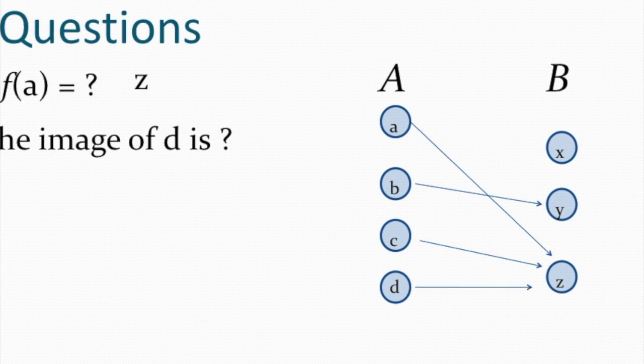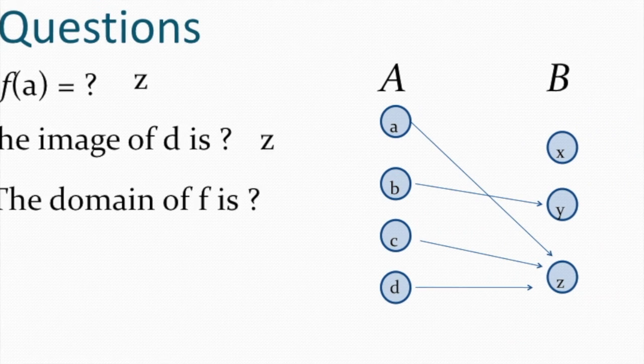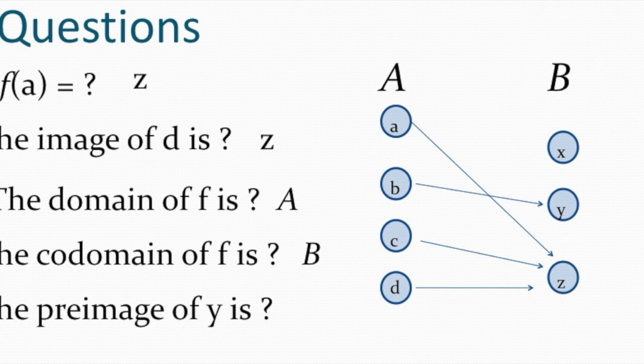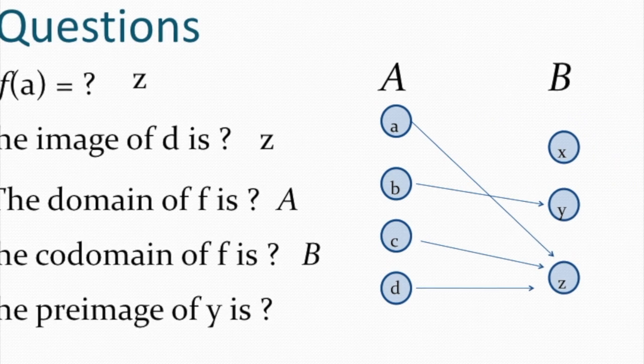Now what is the image of D? In this case, the image of D is Z. What is the domain of the function f? The domain is A, capital, and the codomain of f is basically B, capital. And the pre-image of Y has been mapped by the element B. So the pre-image of Y is B.